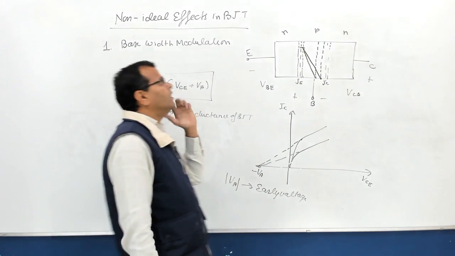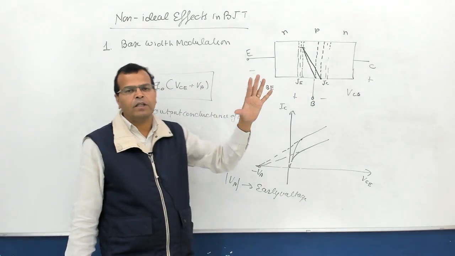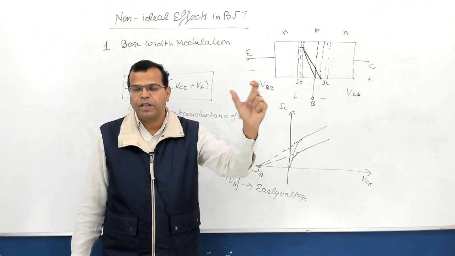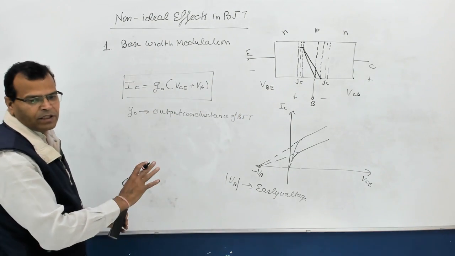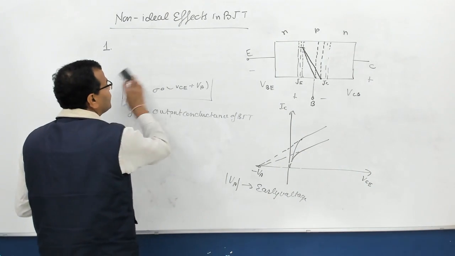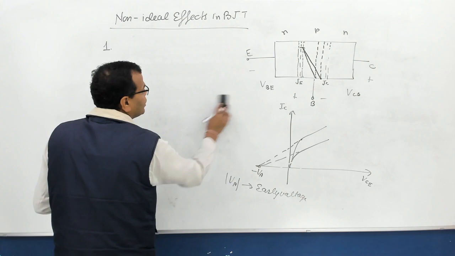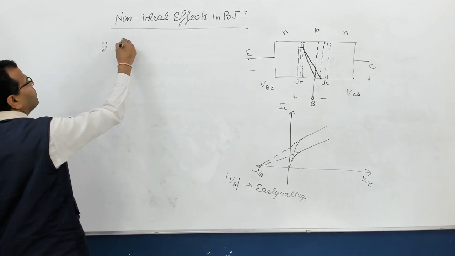There is an important point that we will discuss in the next topic, that is breakdown voltage, the breakdown of the junction. For base width modulation I will discuss this much because we have already discussed it in previous videos on the configurations of BJT. So the second topic I'll be talking about is breakdown.